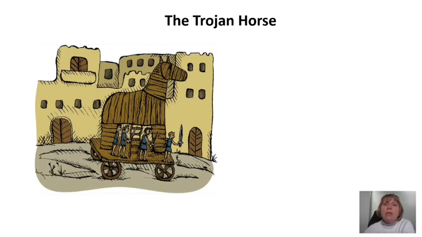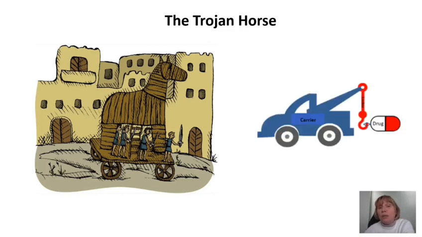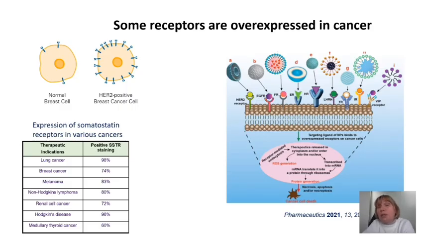So probably we can use the same strategy to bring our poison inside the tumor cell. The thing is that some receptors are overexpressed on the cancer cells. So it means that the concentration of these receptors on the surface of a tumor cell is thousands of times higher compared with normal cells. And we can use these receptors as gates to bring our poison inside the tumor cell. And here on this picture you can see some of these receptors.